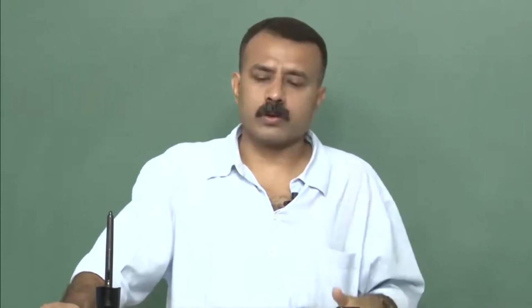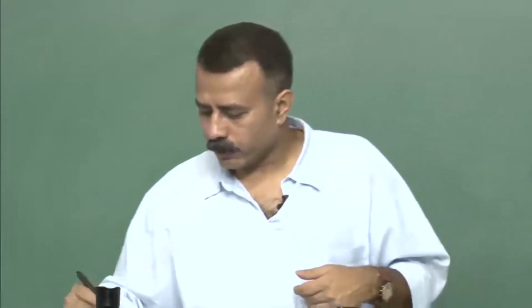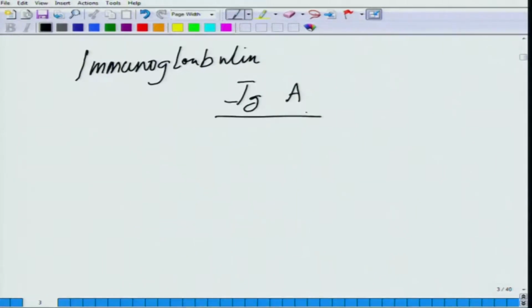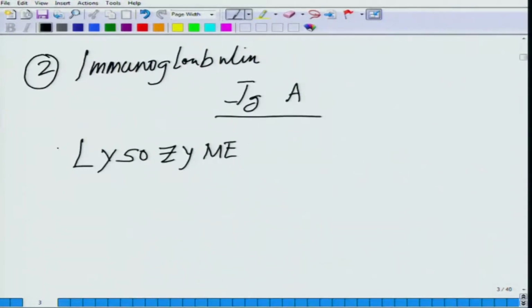It has some very interesting role to play. We will come to that. Okay, from here we will move on to the next component. Then you have certain immunoglobulins which are present. Immunoglobulins, IgA, are present there. Then you have something called lysozyme. That is the second component, and this is the third component. Then you have peroxidase. This is very important.